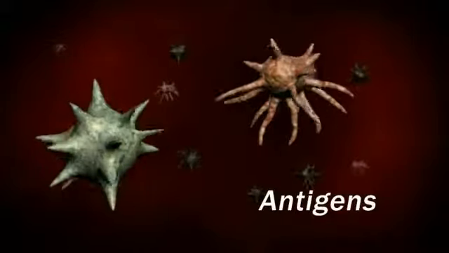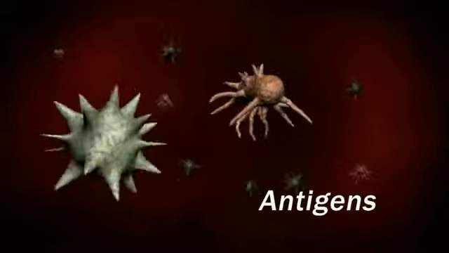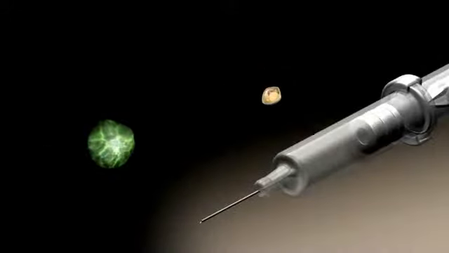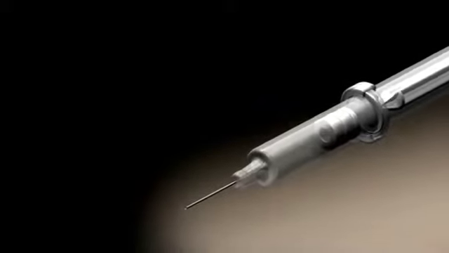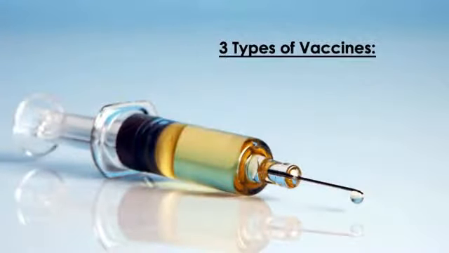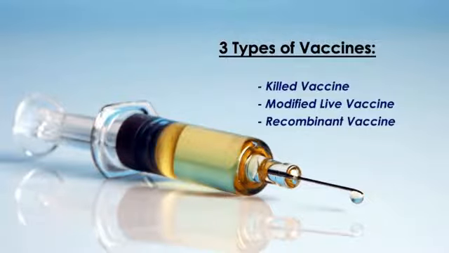All vaccines contain antigens. Antigens are substances that stimulate the immune system. The antigens found in most vaccines are viruses and bacteria. For purposes of vaccination, the viruses and bacteria are modified in different ways to provide protection without causing disease. There are three general types of vaccinations used in veterinary medicine: killed, modified live, and recombinant vaccines.